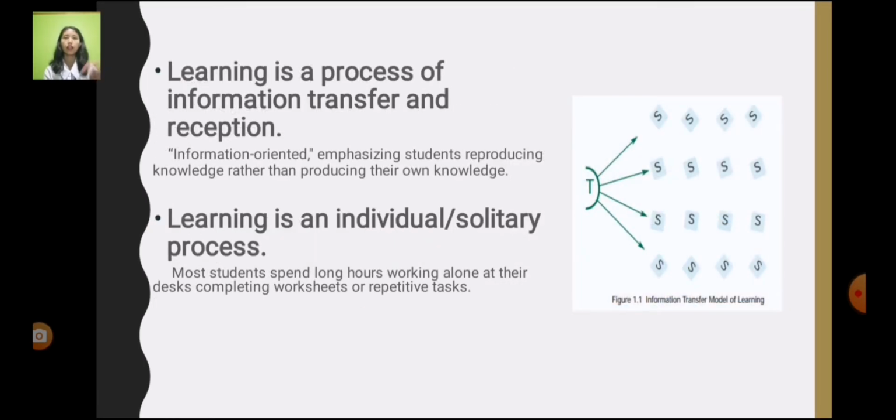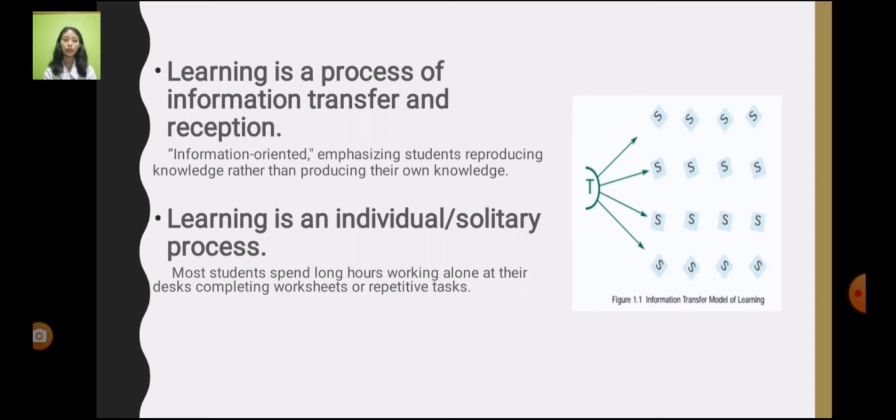Third is, learning is a process of information transfer and reception. Information oriented, emphasizing students reproducing knowledge rather than producing their own knowledge. This is also a teacher-centered approach, where the teacher is a dispenser of information and the role of students here is as a passive receiver, storer, and repeater of the transmitted information. The teacher also relies on textbook readings and fill-in worksheet practices that push the students to become passive learners and do not develop their thinking skills.